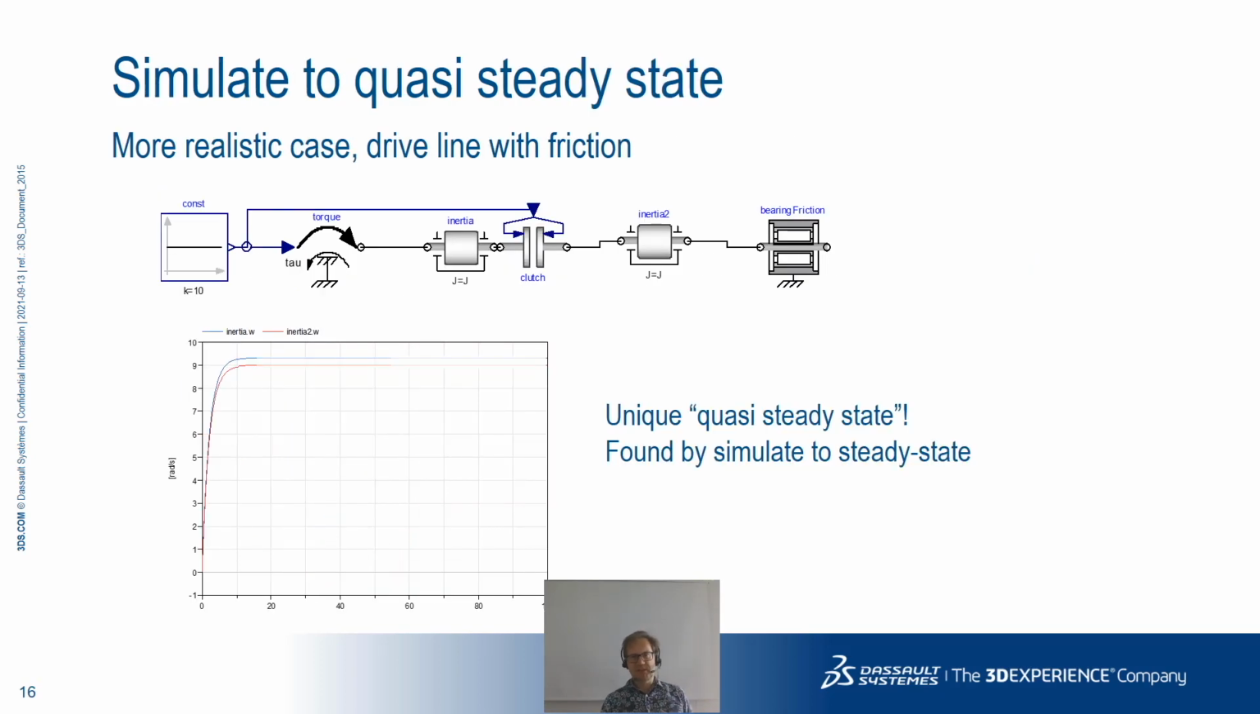And one of the simplest ways to handle this is to use this simulate until steady state, because it finds a steady state solution even though it's complicated, as in this case. So here we have a more advanced case with a clutch and bearing friction and driving it, and it converges to a solution, and you see it's quickly found. So let us now go through some examples and see how these three methods work.